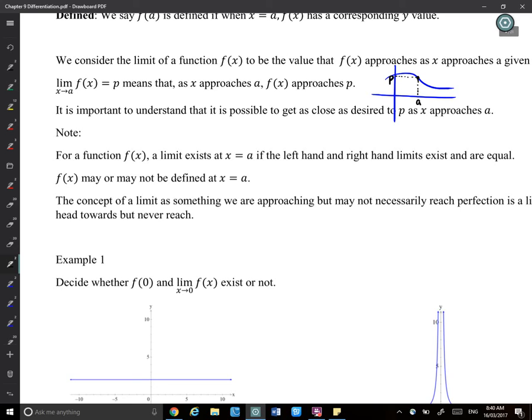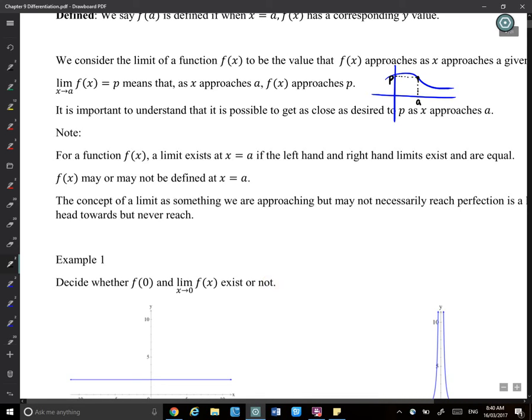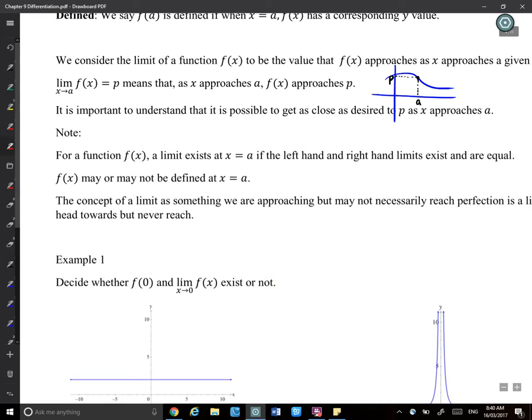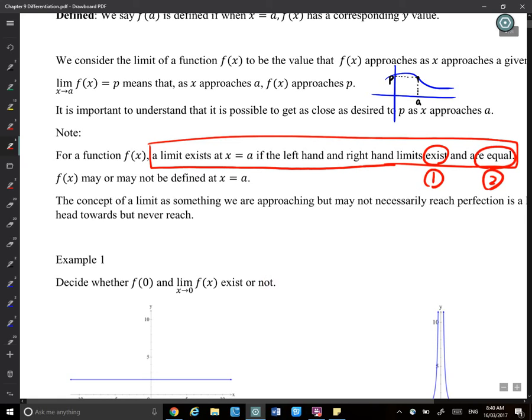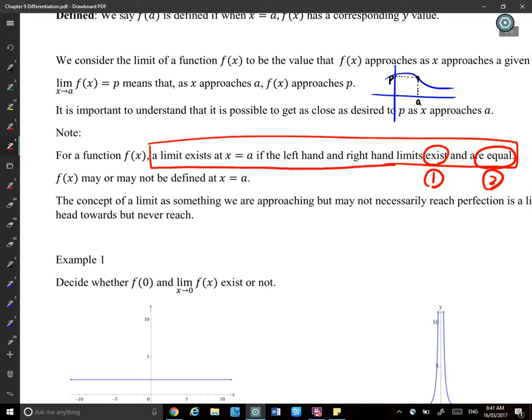So note, for a function f(x), a limit exists, that's to test whether it exists or not, a limit exists at x equals a if the left-hand side and right-hand side limits exist and are equal. The left-hand side and right-hand side limits existing is number 1, and being equal is number 2. You need to have a limit on both sides, and at the same time, you need them to be equal to each other. Otherwise, the limit doesn't exist. We can show a lot of counterexamples later in the exercise. But this is the definition.